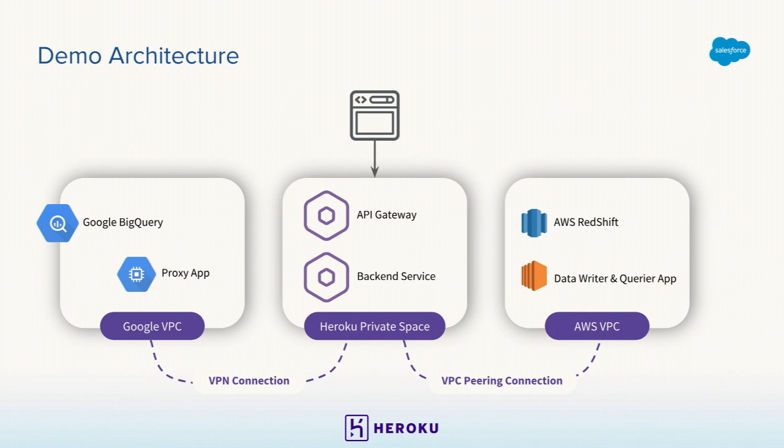But this is a pretty simple, little architecture here. Let's jump into something that's more realistic. So here's a bit of a more realistic example, right? I've got two apps now in my Heroku private space. I've got an API gateway that's exposed publicly to the internet, and I've got a backend service that is maybe one of my microservices. And then on the left here, I'm going to use Google BigQuery.